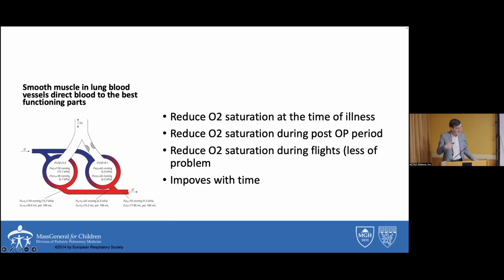The body somehow senses that that part of the lung is not working well and turns down the blood going to that part. There's less air going in here, so it learns to turn down the blood supply going in here. So it's an autoregulator that shifts blood from the bad parts to the good parts.